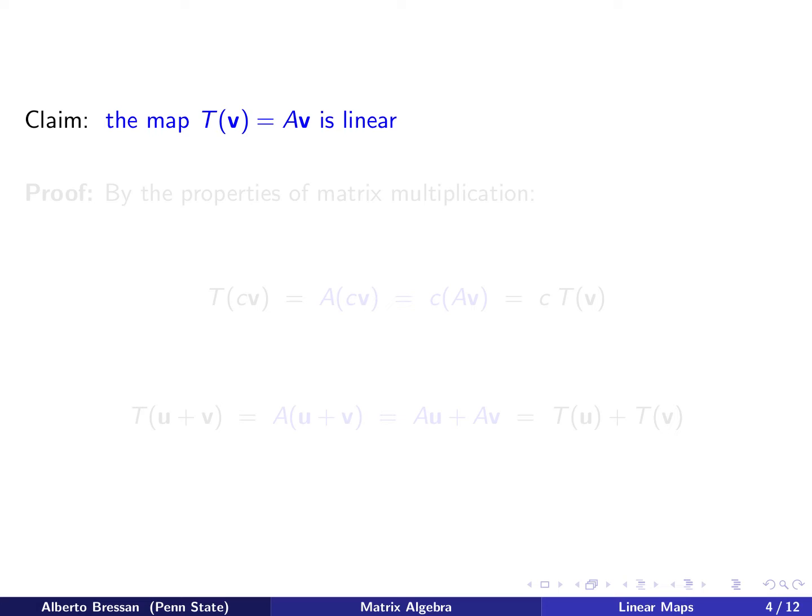Okay, so let's make the claim that the map, the multiplication by a matrix, so T of v is A times v, the map is linear.